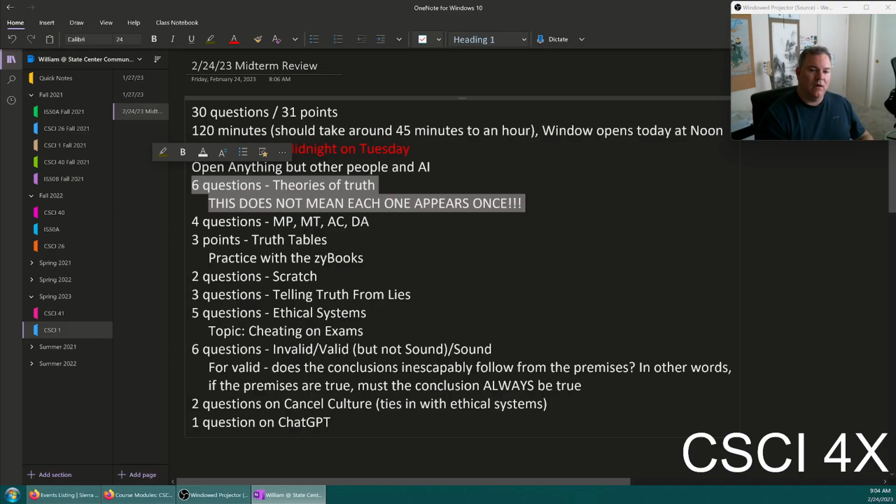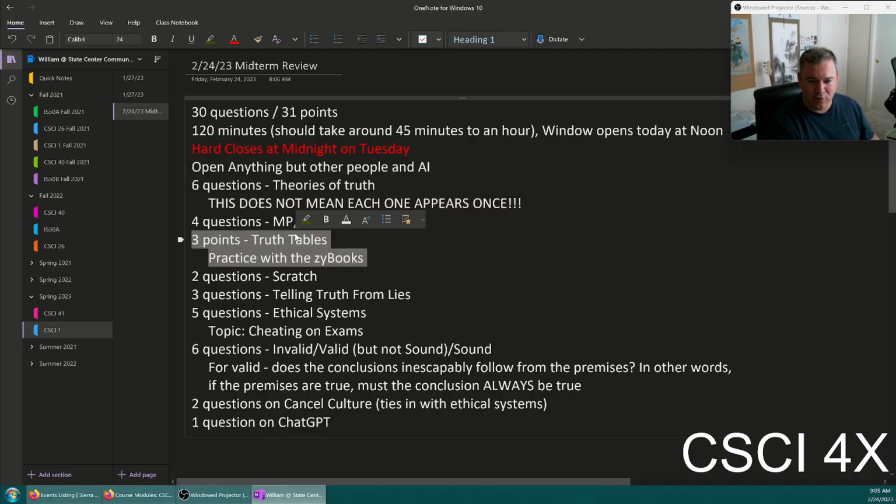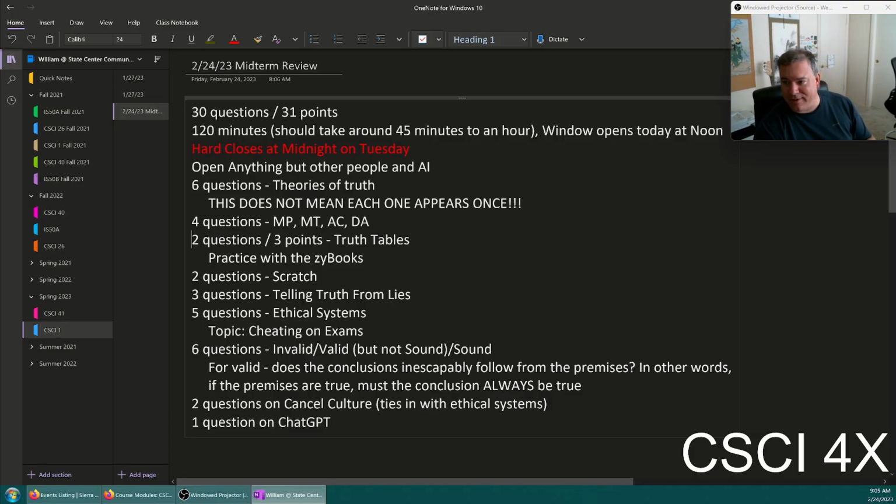There are 3 points on truth tables. There are 2 questions, and 3 points because one of them is bigger than the other. If you are weak on truth tables, practice with the Zai books. They have plenty of examples on truth tables. Basically, you need to know your ands, your ors, your nots.